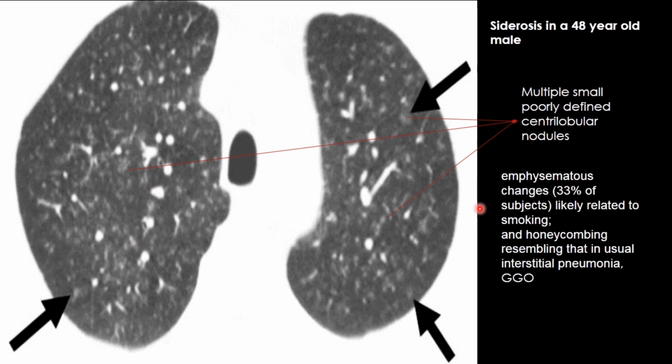Other changes include emphysematous changes in about 33% of the subjects likely related to smoking, and there can also be honeycombing resembling that in usual interstitial pneumonia, and there can even be ground glass opacifications.